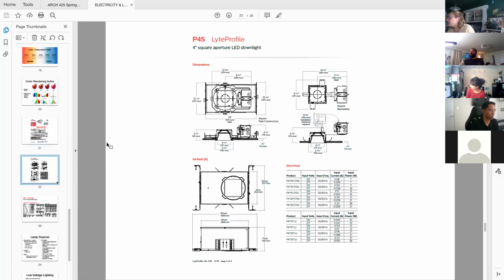Another page would typically have all your dimensions. So if you're detailing a ceiling assembly, or you need to look at your floor to ceiling height, make sure you can fit your fixture in, especially if you've got a duct going by or pipes above. Look at your clearance height. This is only 4 inches high, so it's pretty small.